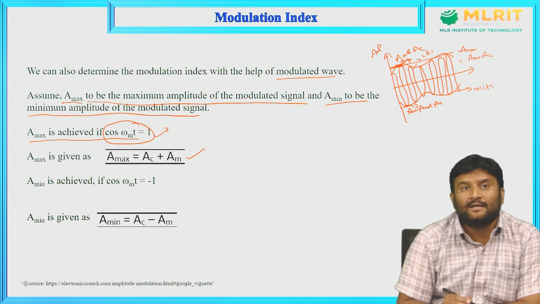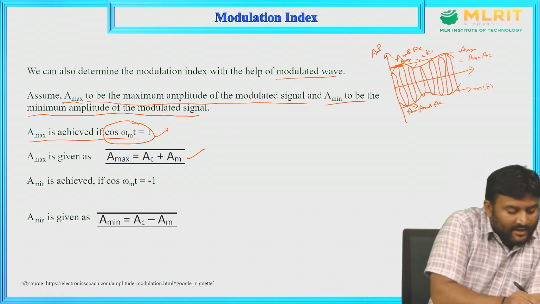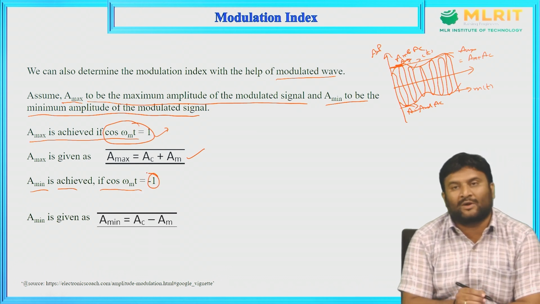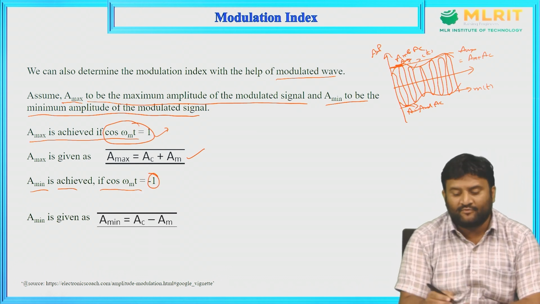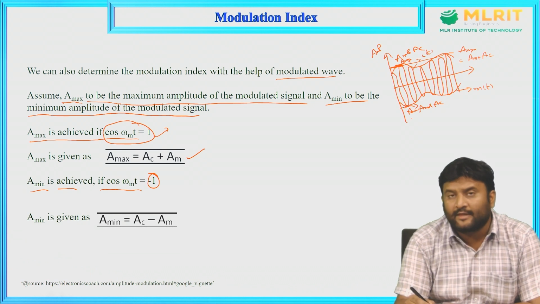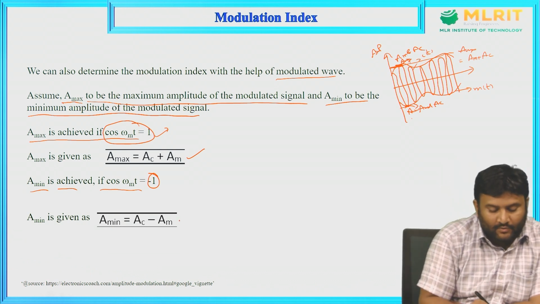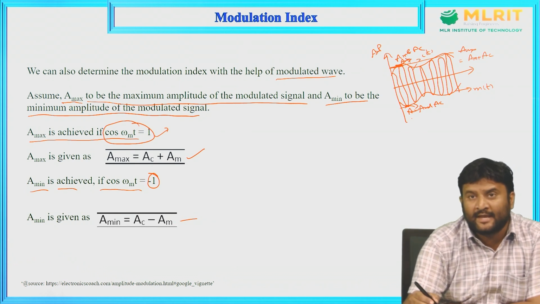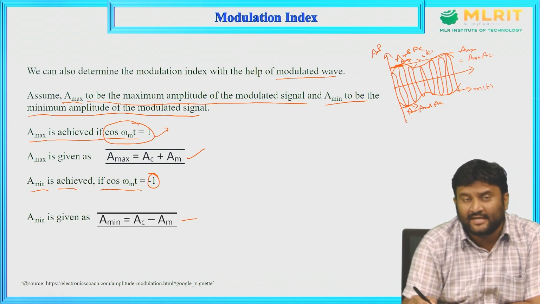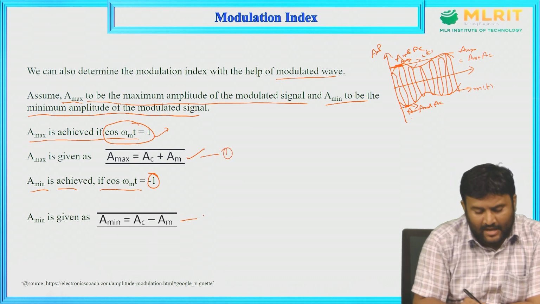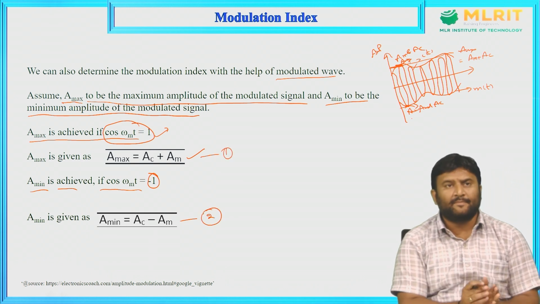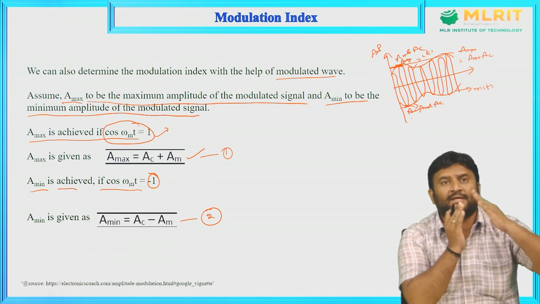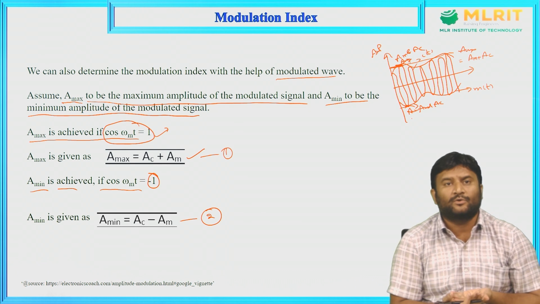Likewise, what is the minimum achievement? Observe here, A minimum is achieved if cos omega mt is equal to -1. Therefore, on the negative side, this value should be equal to AC minus AM. This positive side is AC plus AM and the negative side is AC minus AM. This is equation 1 and this is equation 2. Just remember, the maximum amplitude A maximum should be equal to AC plus AM and the minimum should be equal to AC minus AM.